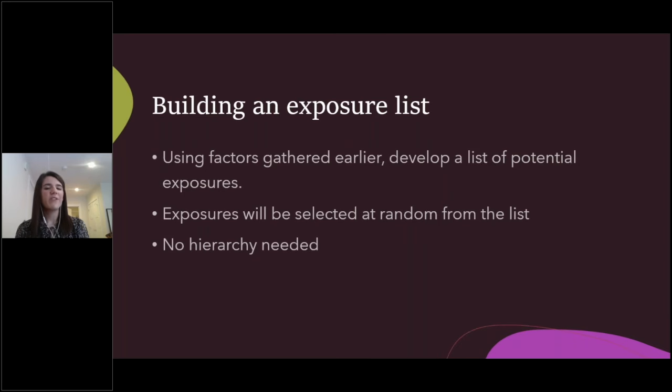So we are using factors gathered earlier in our assessment to develop a list of potential exposures. And the exposures will be selected at random from the list when you start assigning them, and no hierarchy is needed. So you don't need to, when you are building this exposure list, ask for SUDS ratings as you are going through the exposures.